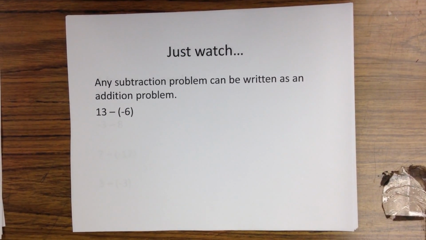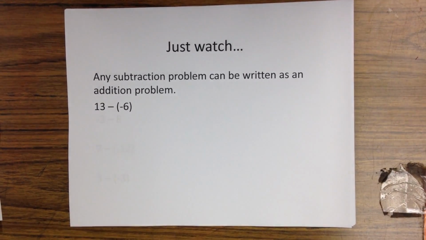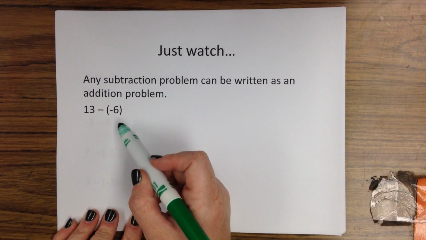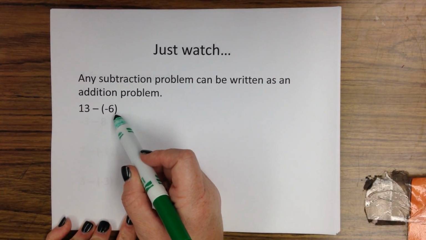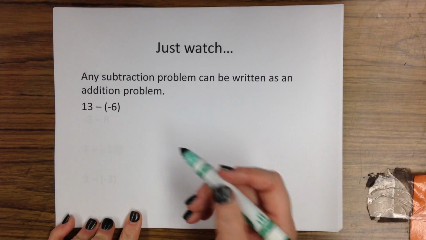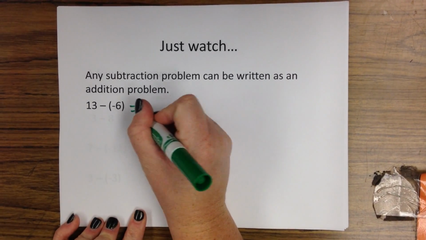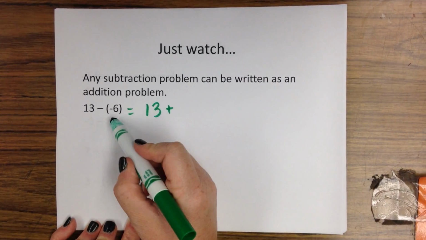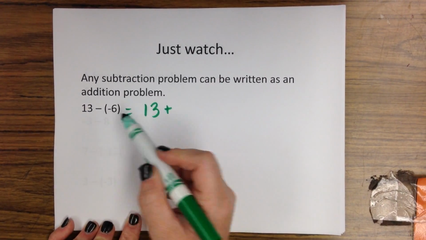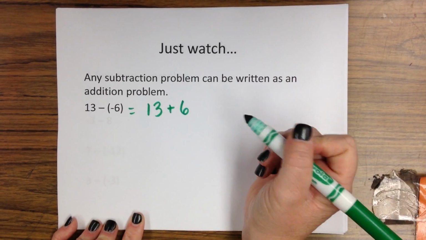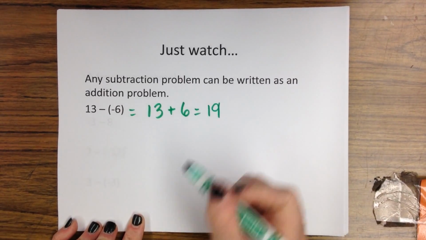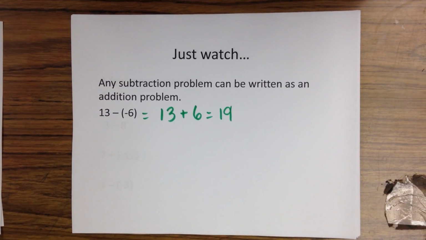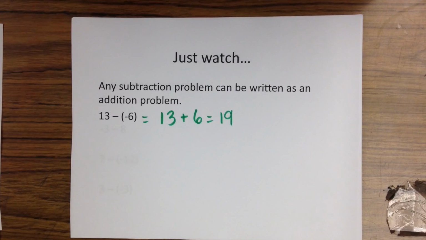Today's objective, or your goal, is to be able to write any subtraction problem as an addition problem. All we do is write it as the opposite. So what is the opposite of -6? It's +6. So I can rewrite any subtraction problem by keeping the first number the same, changing it to addition, and writing the opposite of the second number. So the opposite of -6 is +6. So it would be 19. That was the problem you just solved on your number line. 13 minus -6 is the same as 13 plus +6.